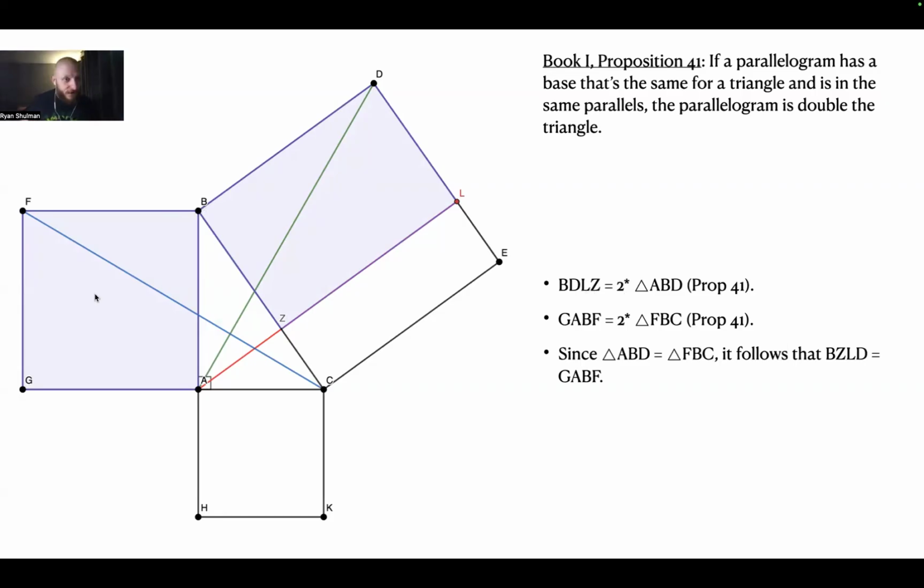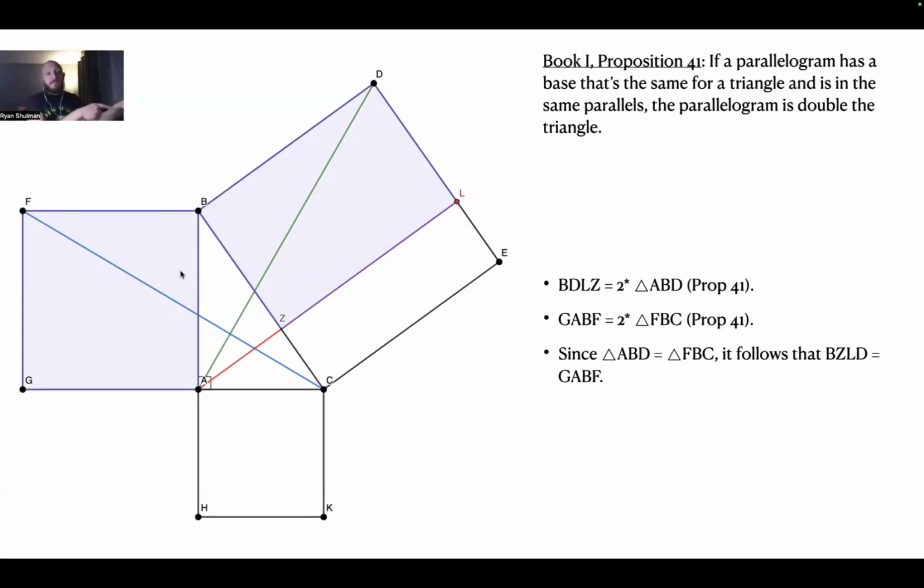Same thing over here. If we look at this square GABF, we observe that GABF shares a base with triangle FBC, namely line FB right here, and they both fall again in the parallels FB and GC, then we have the same relationship there, that square GABF is twice FBC.